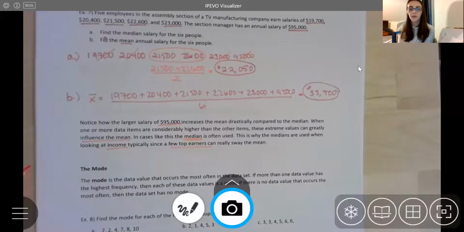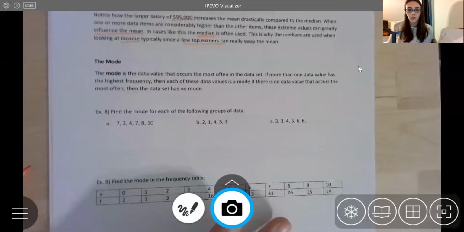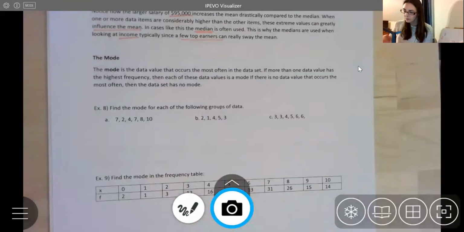Okay, so we did the first two measures of central tendency, which are probably the most important, but the other two are good as well. And these two are pretty quick. So the mode we use most with data that tends to be in categories.